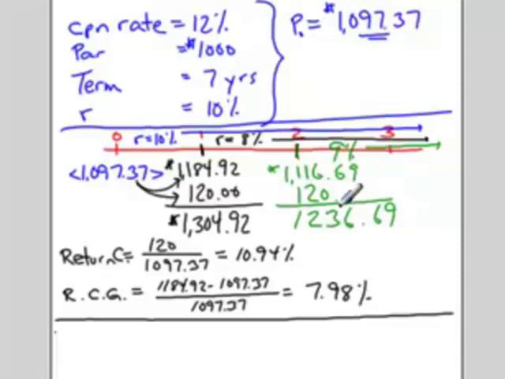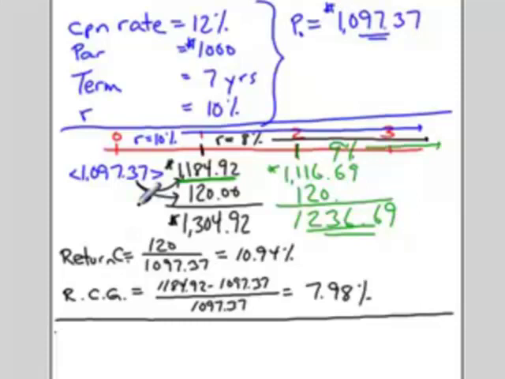Now, in order to figure out the return that we made over this second year, we have to figure out what we invested to get this particular $1,236.69. What did we invest to get the $1,236.69? Well, we invested that at 0, but what did we invest at time period 1? It's 1184.92.